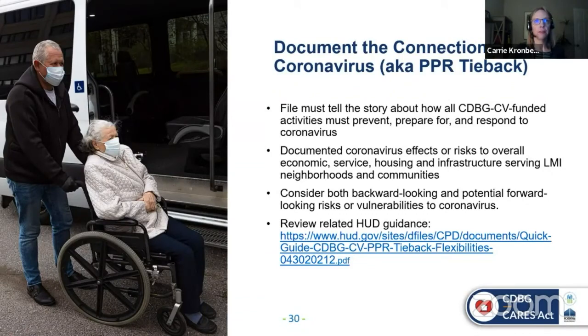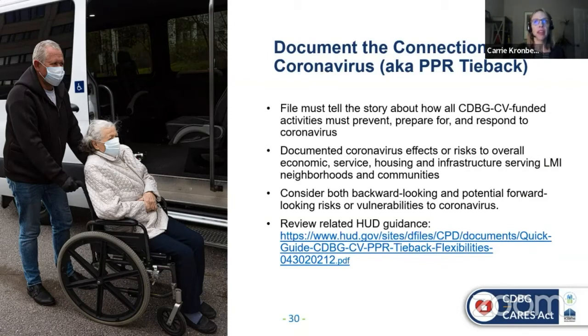Okay, so first, of course, the regular CDBG program has that two-tier test, right? National objective with eligible activity. You need to meet those two things in order to be able to fund something. And CDBG-CV adds this third component: there has to be a connection to the coronavirus, the PPR tieback, as we affectionately call it. So how does the activity prevent, prepare for, and respond to the coronavirus? Not the first time we've mentioned it, but we want to dig in a little bit more.